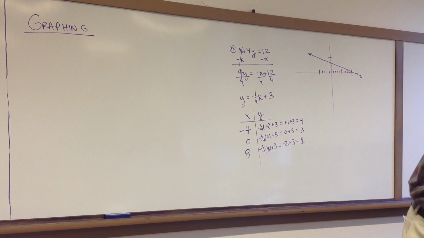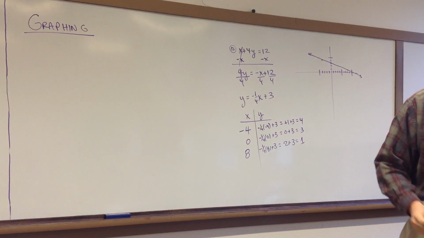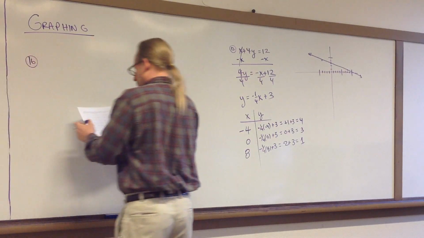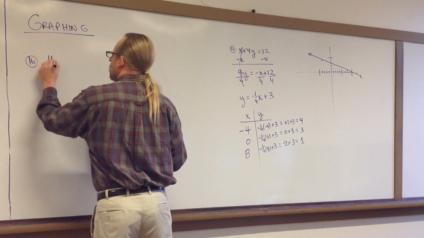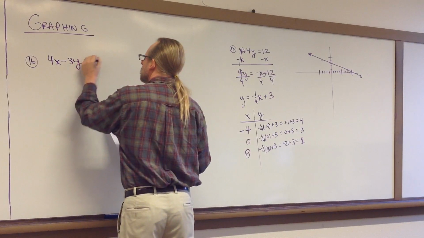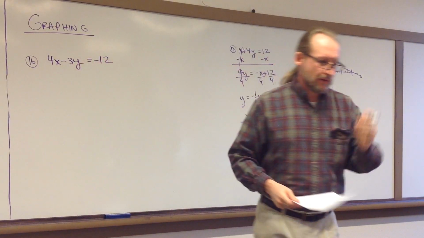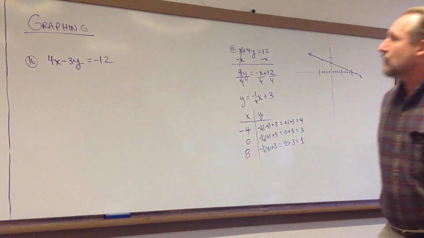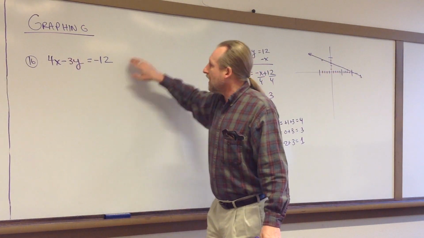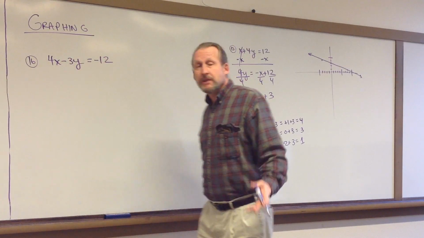Let's see here. Let's look at problem 16. What do we have? 4x minus 3y equals negative 12. Okay. Well, notice that the y is negative. Okay. We can move the y over here and then the 12 over here if we want to do it that way.